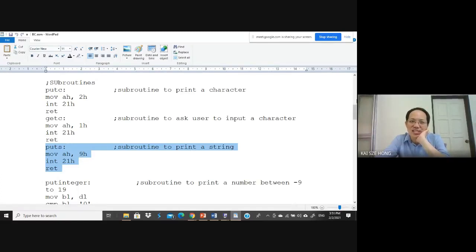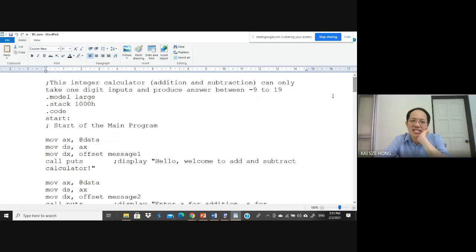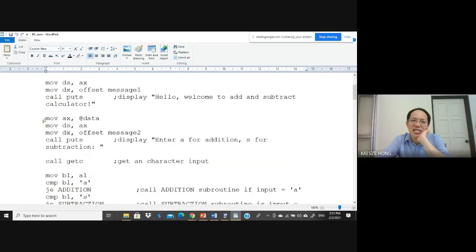If you are interested, you can study this. Then after that, they print the second message. They move the segment register, which is data, and then DX. So this is actually offset addressing, an addressing mode using the base addressing mode. After that, they call the puts, then they display: enter A for addition, S for subtraction.